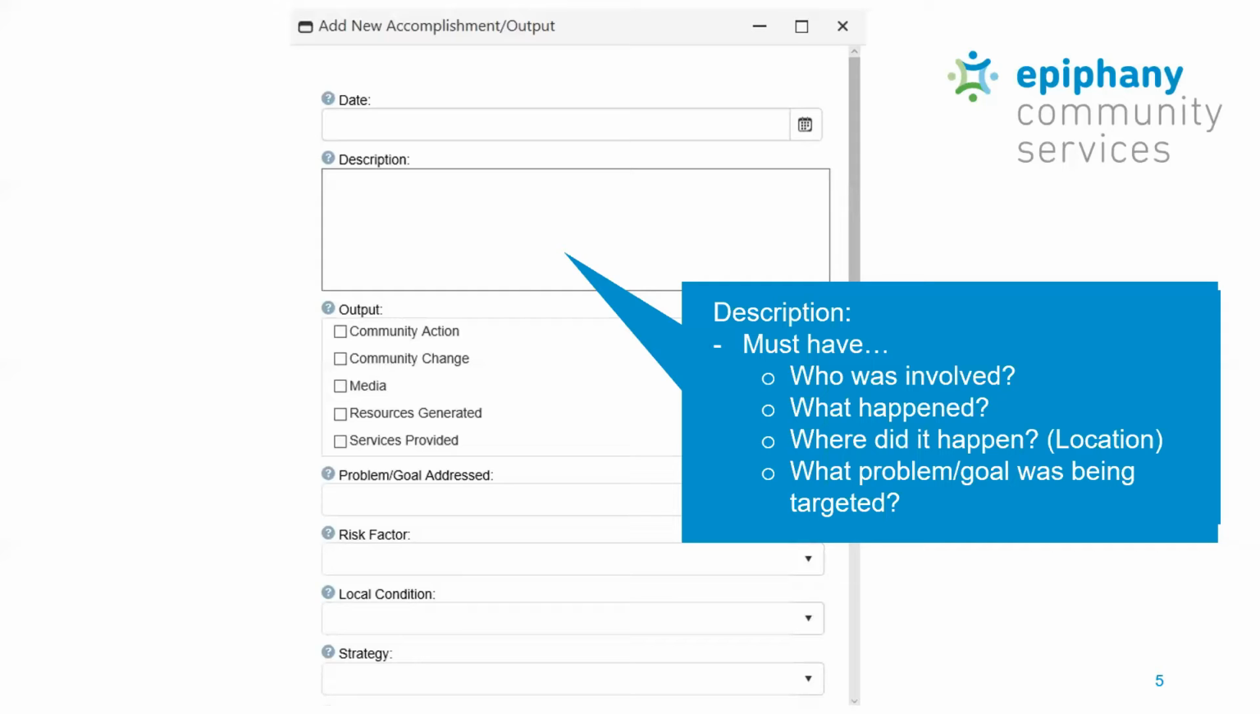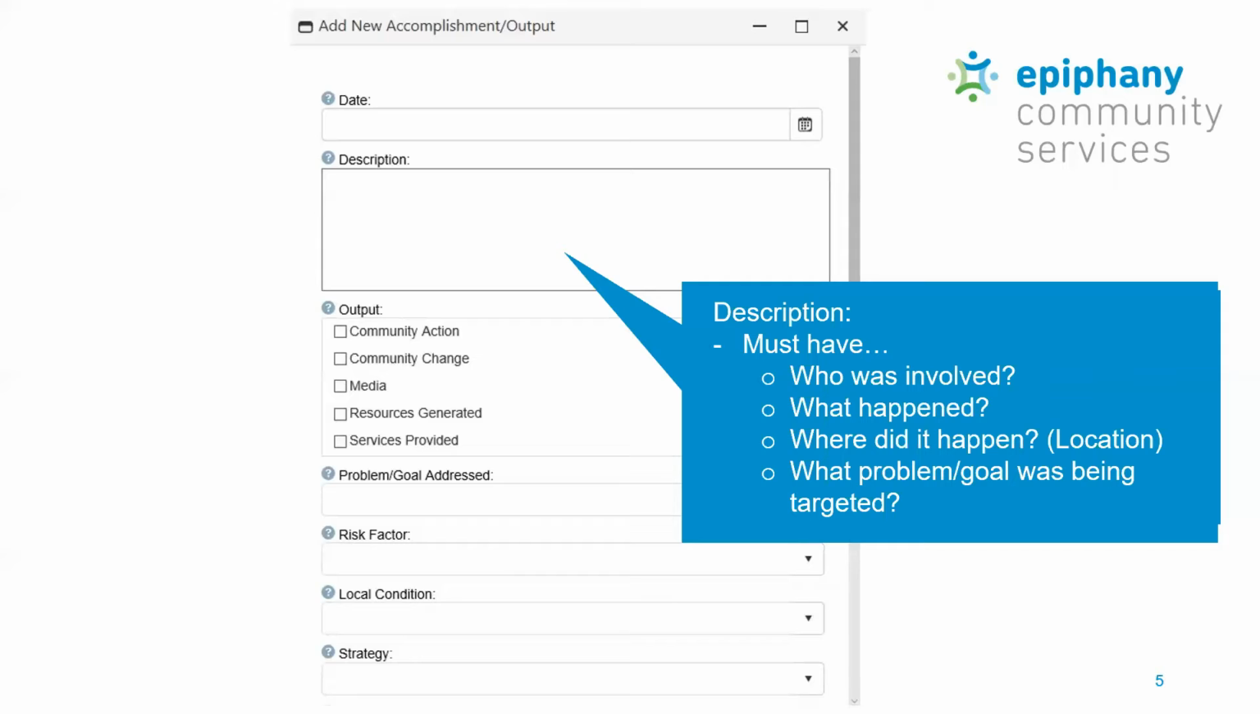The reason location is so specific is because as a coalition, you might be working on a social host ordinance, but it's happening in 2 different locations. So we need to make sure we're keeping those separate, because at the end of the day, those equate to 2 separate community changes. Hopefully you guys know that. If not, you might be newer, that's fine. But making sure that we are including where this description, this action, this accomplishment is happening is really important.